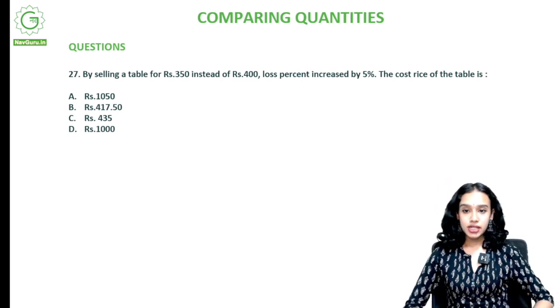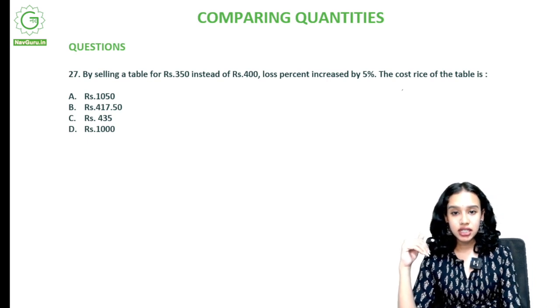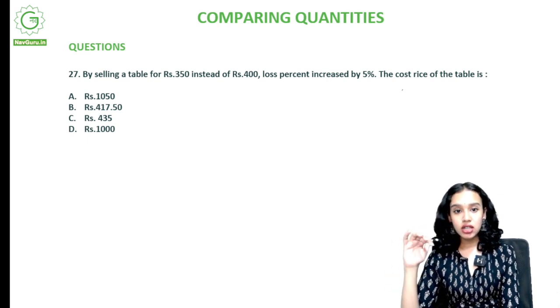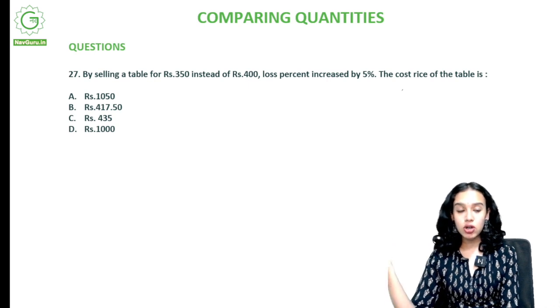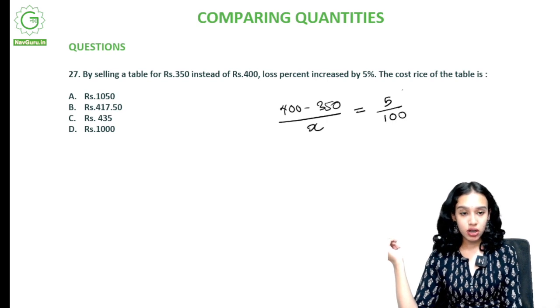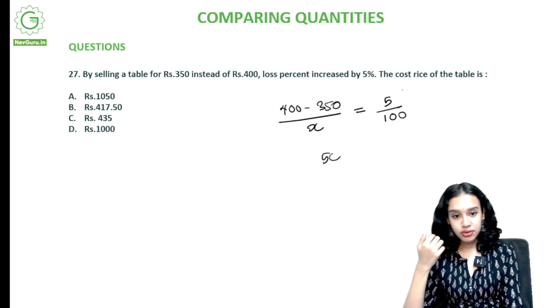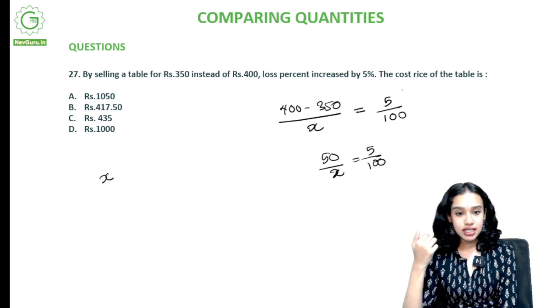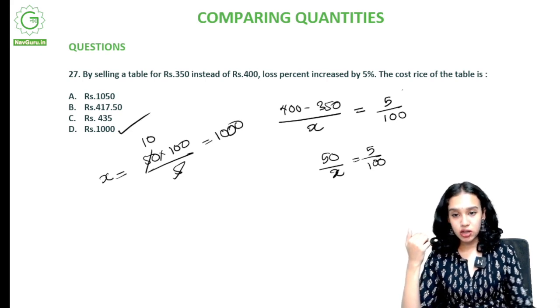So let's do the next question, where by selling a table for rupees 350 instead of rupees 400, the loss percent increased by 5%. The cost price of the table is, so 400 minus 350 divided by the cost price is equal to 5% of this table, right? So 50 by x is equal to 5 by 100. So x is equal to 50 into 100 by 5, right? So 5 and 50 cancel out to be 10 and the answer supposedly becomes 1000.